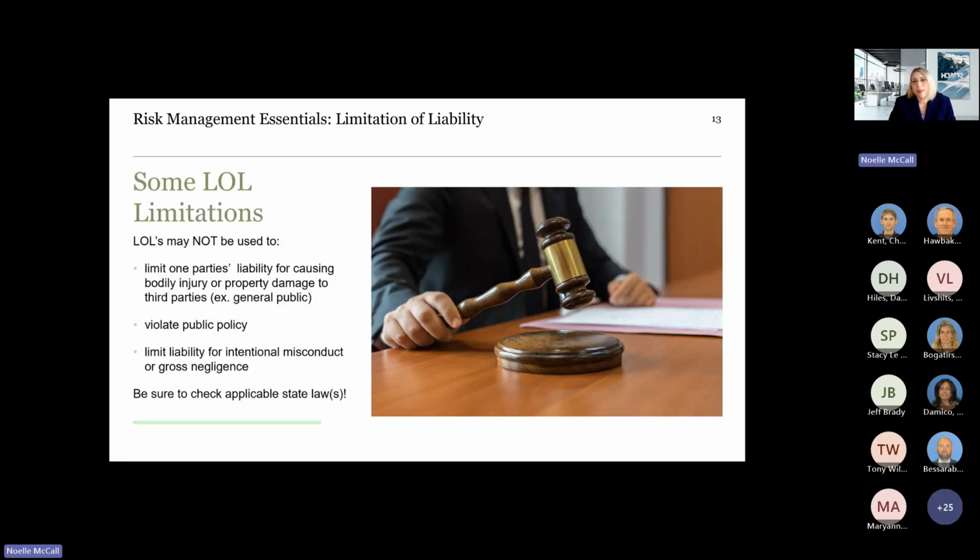Here are some limitations on liability limitations. So these are limitations on the limitations of liability. It's kind of a tongue twister. These clauses may not be used to limit one party's liability for causing bodily injury or property damage to third parties, such as the general public.